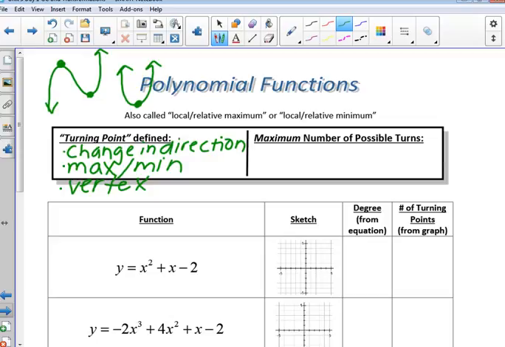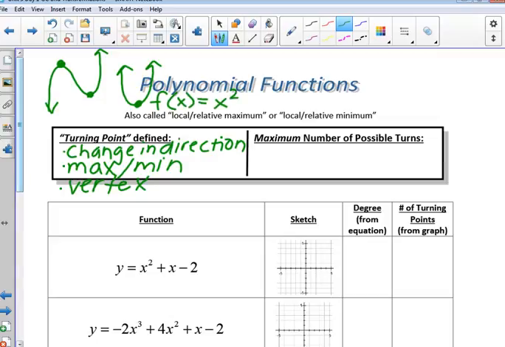The maximum number of possible turns. Let's see if we can figure this out. How many turning points does this have? One turning point, right? It changes from decreasing to increasing. One turning point. What do we call this function? Quadratic. And does anyone remember what the parent function is? F of x equals x to the second.